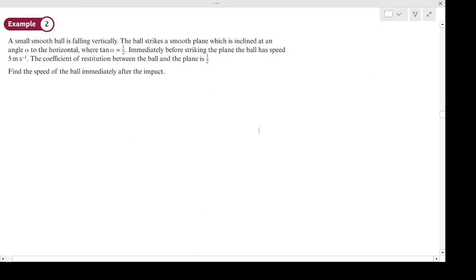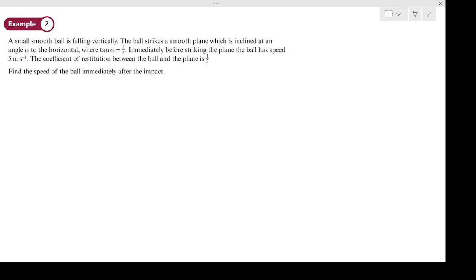So here I'm told a small smooth ball is falling vertically. The ball strikes a smooth plane which is inclined at an angle alpha to the horizontal, where tan alpha is a half. Immediately before striking the plane, the ball has speed 5. Coefficient of restitution is a half. Find the speed of the ball afterwards. Okay, so it's a slightly different question here.